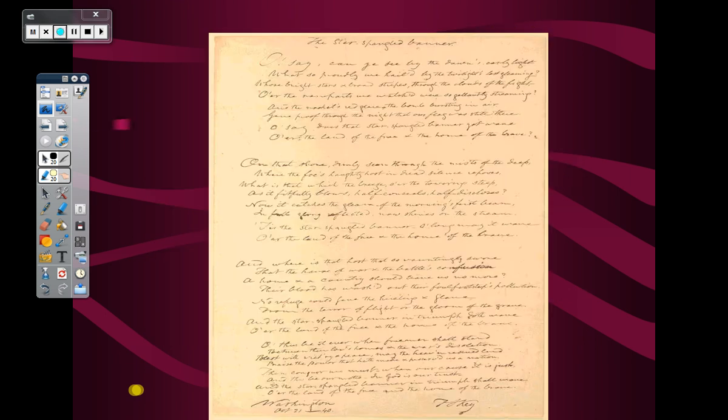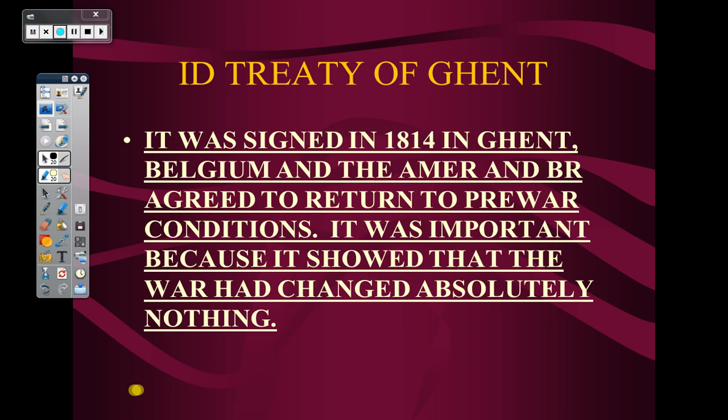Okay, and that's the actual paper that he wrote on. Those are his words right there, his handwriting. That's in the Smithsonian. Okay, so we're at the end of the war, but we got one more battle to talk about. But here's what's weird.